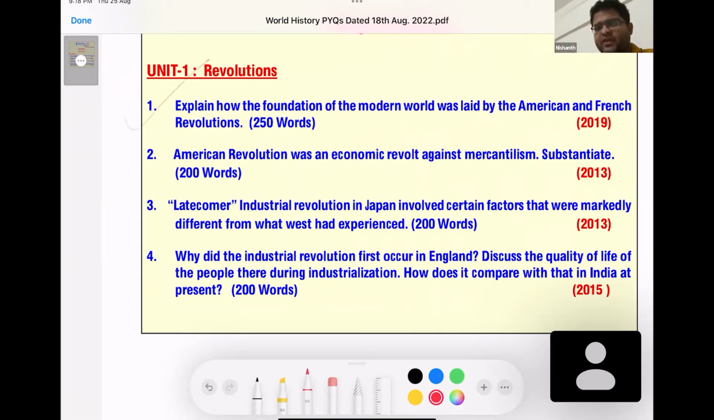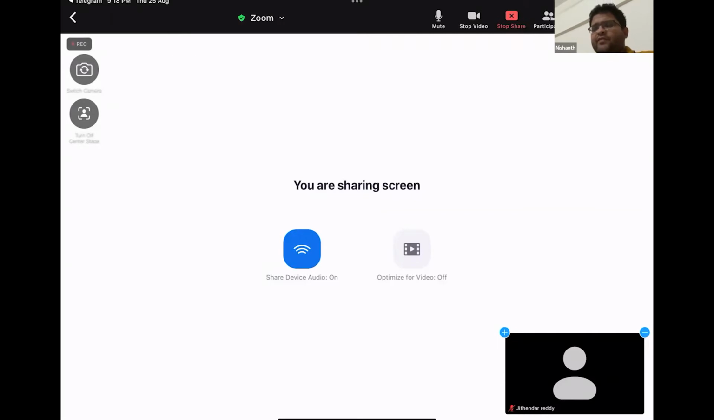So this is the question we are talking about. Explain how the foundation of modern world was laid by American and French revolutions. Okay. So the question is asking you both the things. So see the question. It is talking about the foundation of modern world and with the help of American and French revolutions. So you should be able to write important aspects of these two revolutions which are going to have an impact on modern world. Okay, take a couple of minutes and give the model answer.